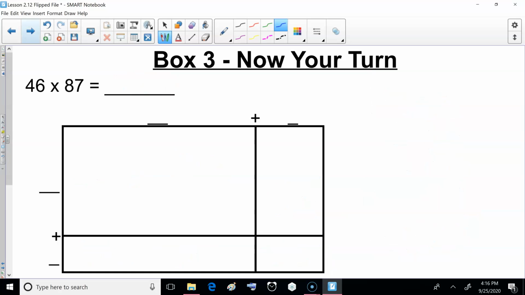All right, now it's your turn. So what we do right now is we're going to pause the video and try to solve 46 times 87. So what you can do is use your examples to kind of guide you through that one. You'll be doing some different multiplication because it's a different problem. But you use that same strategy of the area model, the 2x2, to help you figure out what is 46 times 87. Good luck.